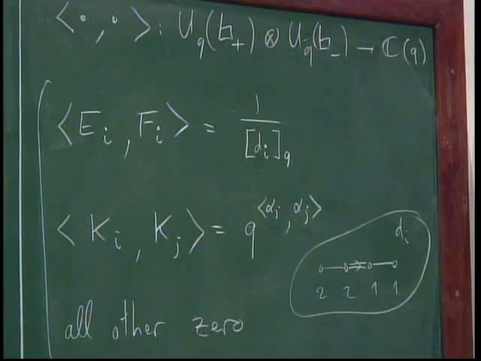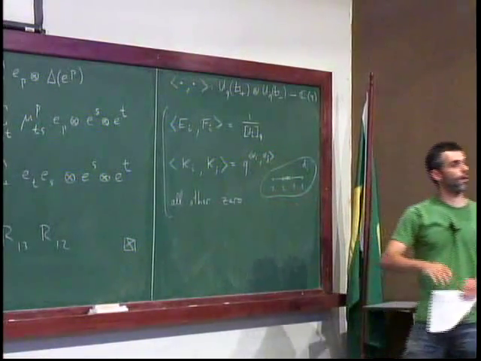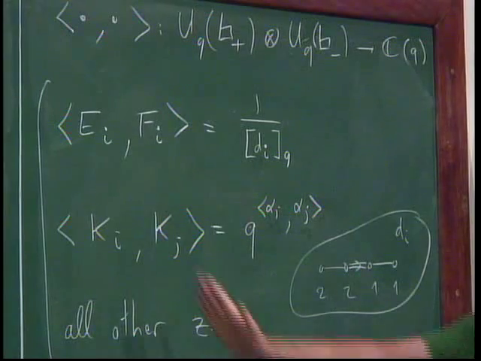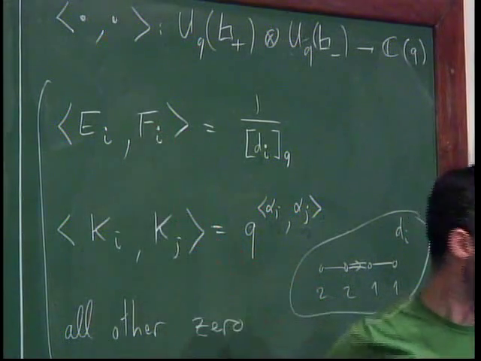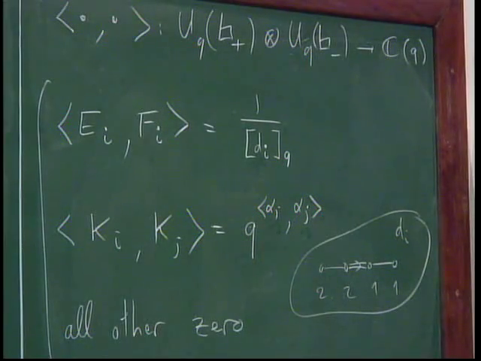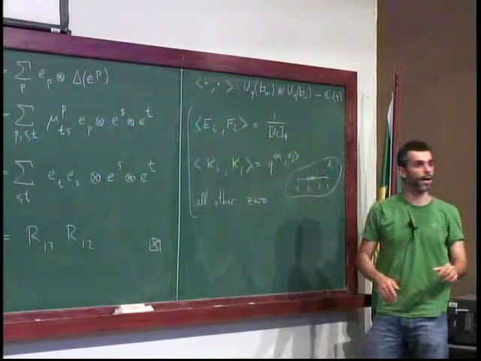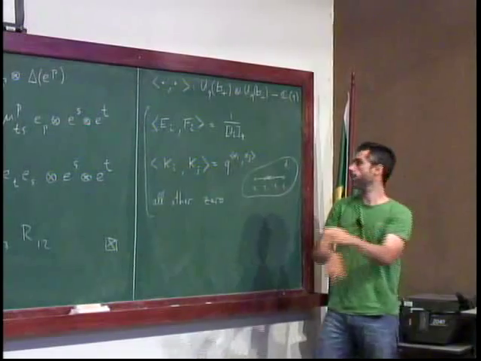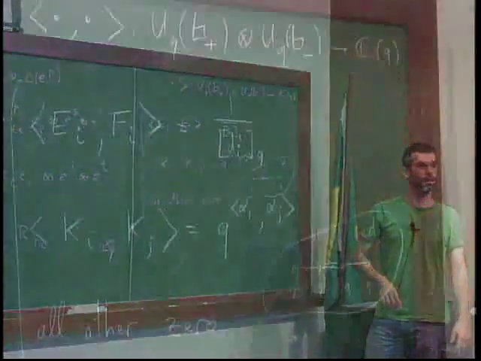As a general rule, this pairing is compatible with the grading by the weight lattice. So the only possibility to have something non-zero is if the weight of this plus the weight of that are 0. So for example, if I have E_i here and F_j there, where j is not equal to i, the weights don't add up to 0, and therefore there's nothing. Yes? Are you extending the pairing to the entire U_q?